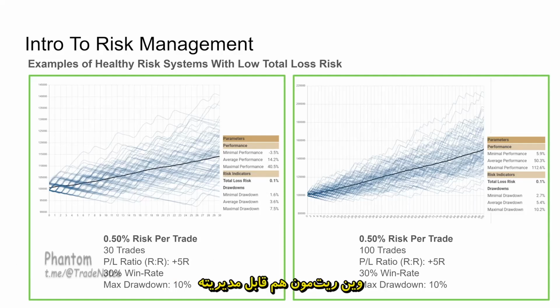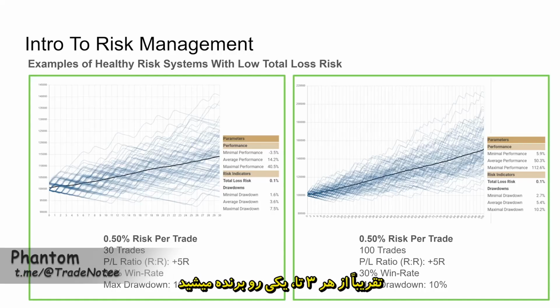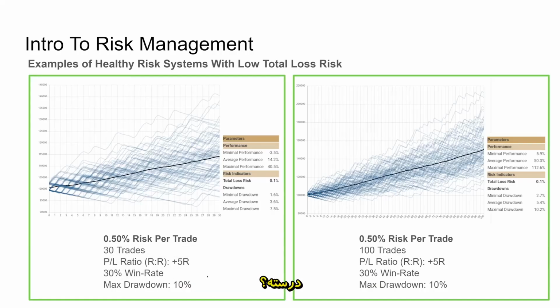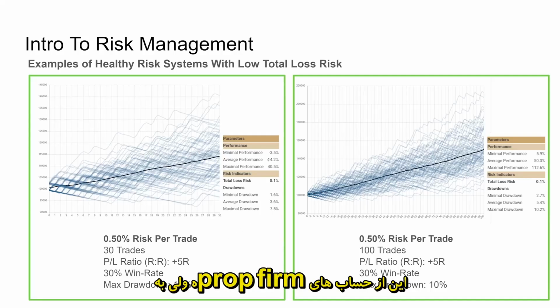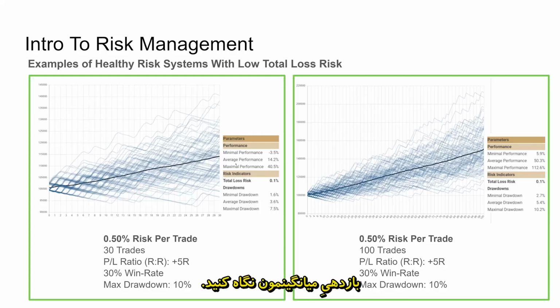Our win rate is manageable. You're basically winning a little under 1 in 3 trades. And again, our max drawdown is the same, 10%, because it's a prop firm account. But look, our average performance is not bad, right? 14% a month on 0.5% risk. Like, that's pretty good, right?